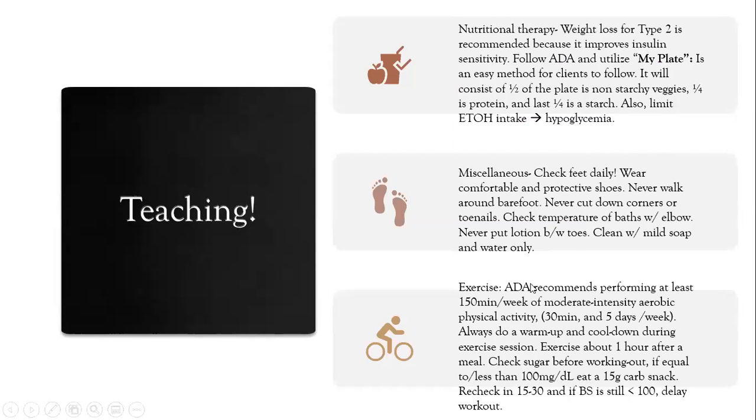The American Diabetes Association recommends performing at least 150 minutes per week. So that's about 30 minutes, 5 days a week, of a moderate to intense aerobic physical exercise.